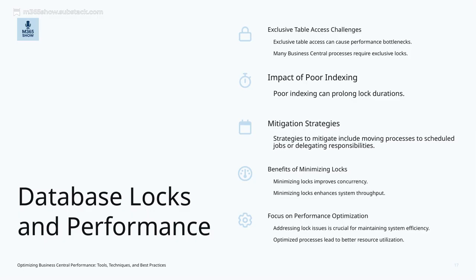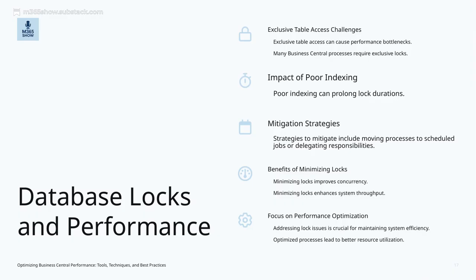Let's talk about database locks and their impact on Business Central performance. Minimizing locks is really beneficial because it improves concurrency, meaning more users can work simultaneously without slowing things down. It also boosts system throughput, helping your processes run more smoothly and efficiently. To achieve this, we can implement some mitigation strategies. For example, moving resource-intensive processes to scheduled jobs or delegating responsibilities can reduce the load during peak times. Now, one thing to watch out for is poor indexing. When indexes aren't optimized, lock durations tend to be longer, which can cause delays and bottlenecks.